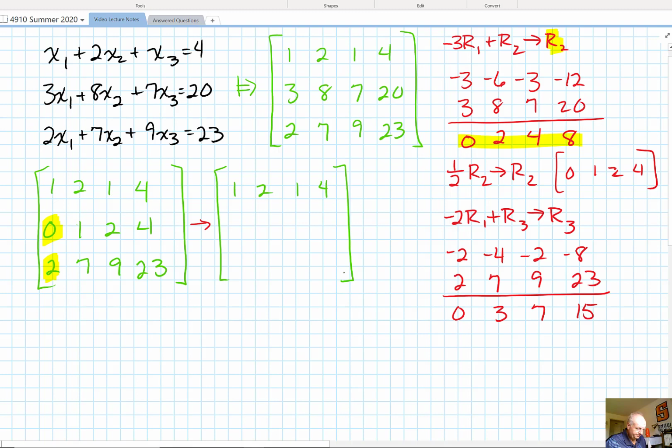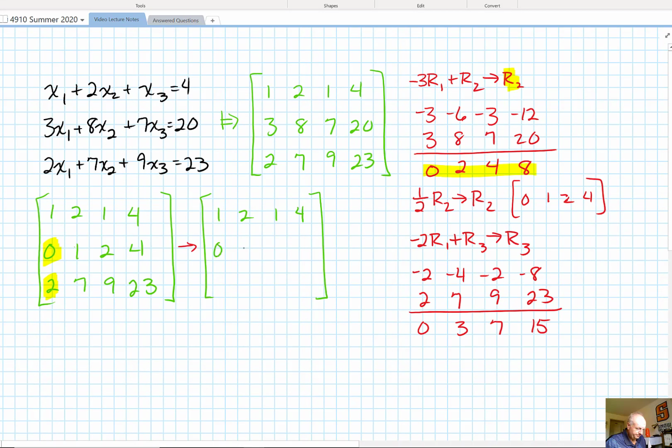So it looks like that. And then row 2 is here, 0, 1, 2, 4. And our new row 3, 0, 3, 7, 15. So we've eliminated those 2 terms, okay? And so now our next task is to eliminate this one right here, okay?